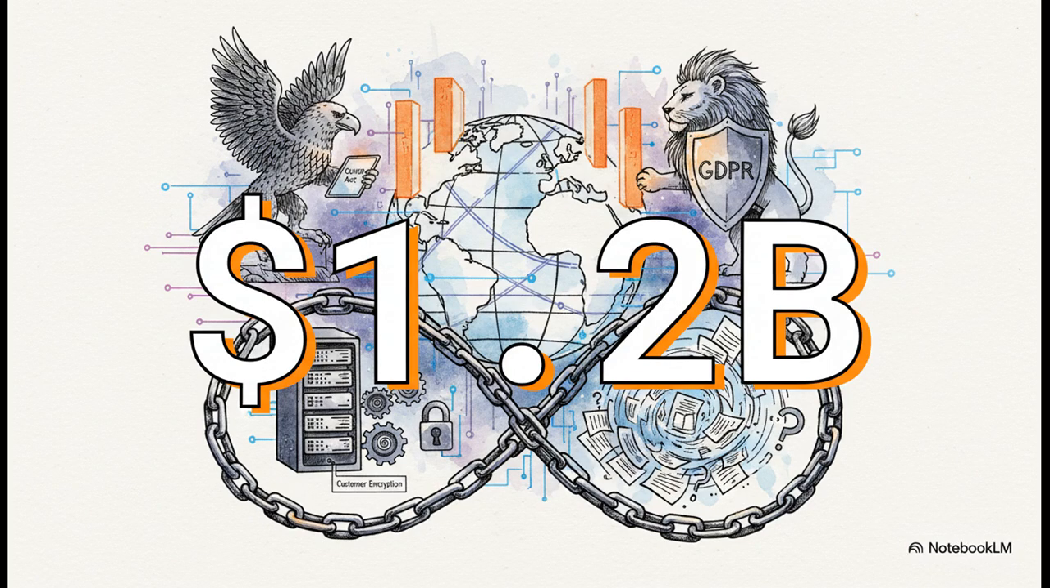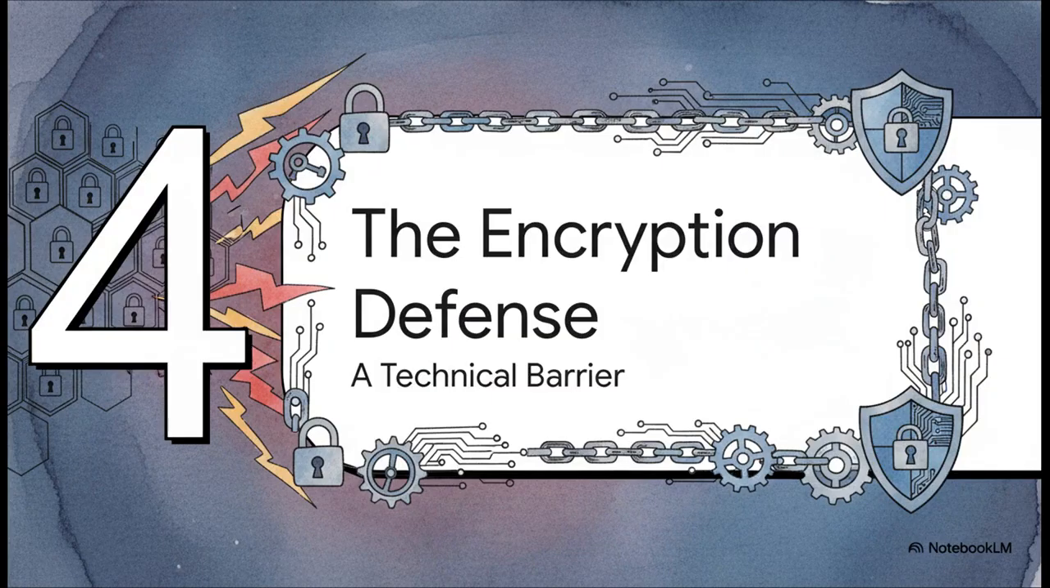Look at this number, $1.2 billion. That's not a projection. That was a single real-world fine handed to a major company for illegal data transfers. The financial risk of getting this wrong is absolutely massive. So if you're a company caught in this legal crossfire, what can you possibly do?